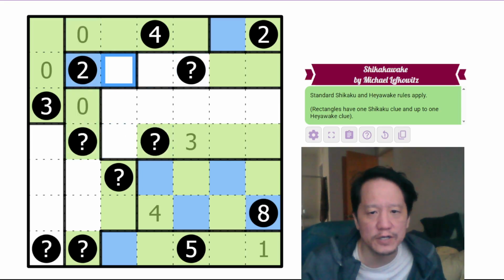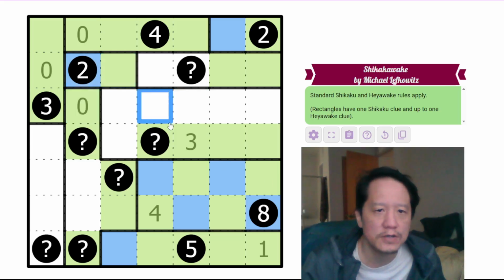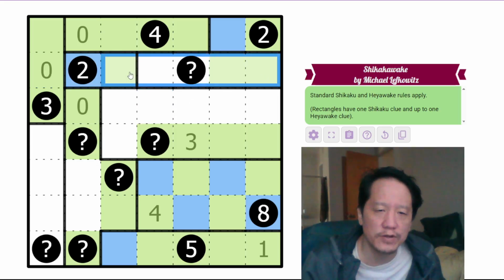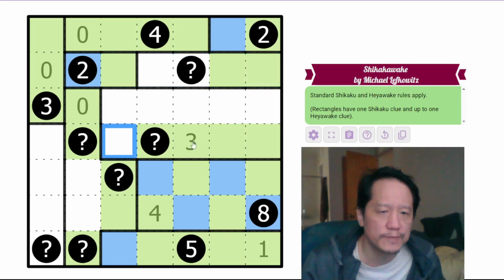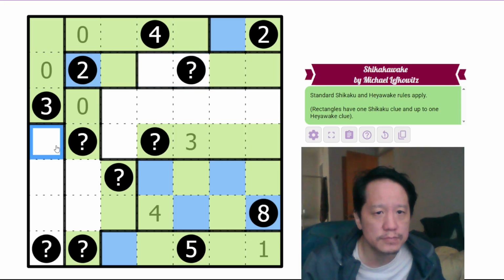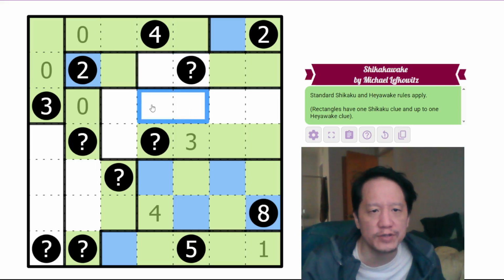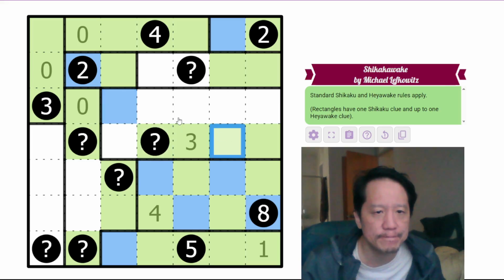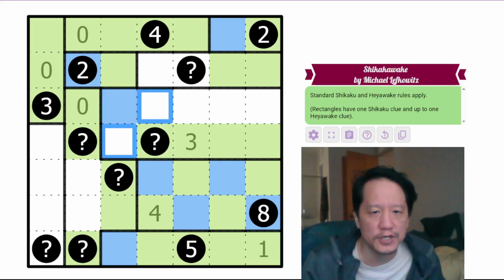This can't be shaded then because it's sharing an edge with the shaded. This is blocked here from being more than 2 rooms. So this could be green-green. No, this cannot be green-green. If this is green-green, that would force blue-blue to be there. This is 2 rooms worth, so this must be blue that way. Which means none of these are shaded.